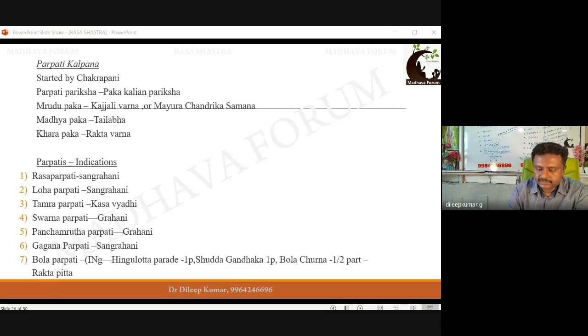But the ingredients are a bit difficult. Kajali, we have to prepare first. Then directly you can go and prepare parpati kalpanas. First one is rasa parpati. Parada, gandhaka and ghrita, only three ingredients.